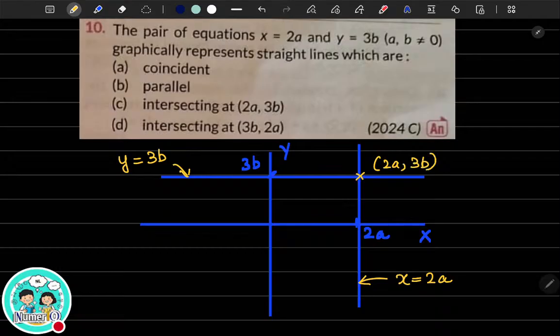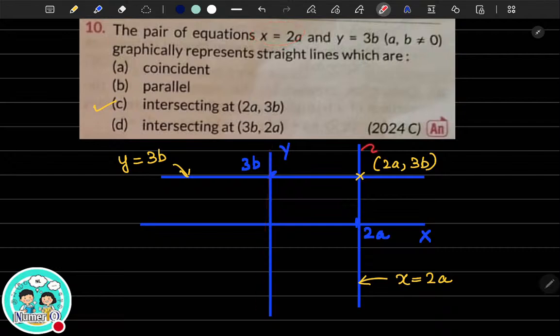Yeah, both the lines will intersect. At what point will they intersect? It will be intersecting at 2a comma 3b. So the answer is C. Did you understand? It's not parallel. Do you find it parallel? x equal to 2a should be parallel to y axis.